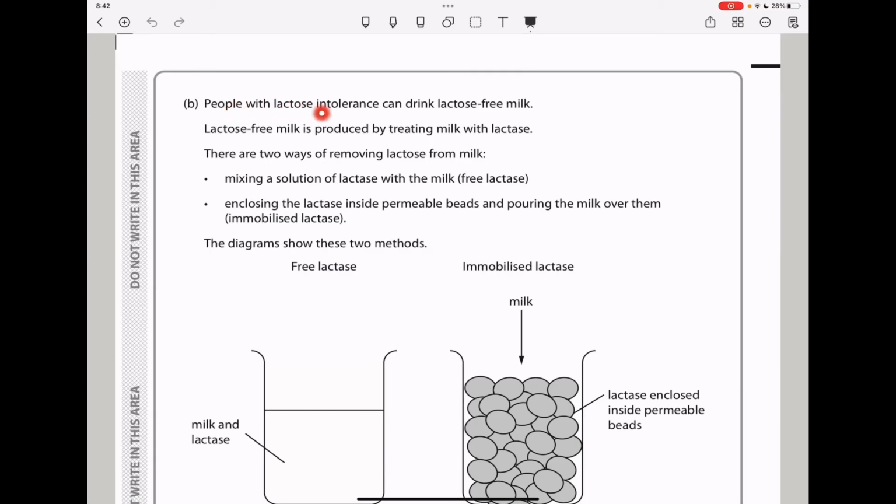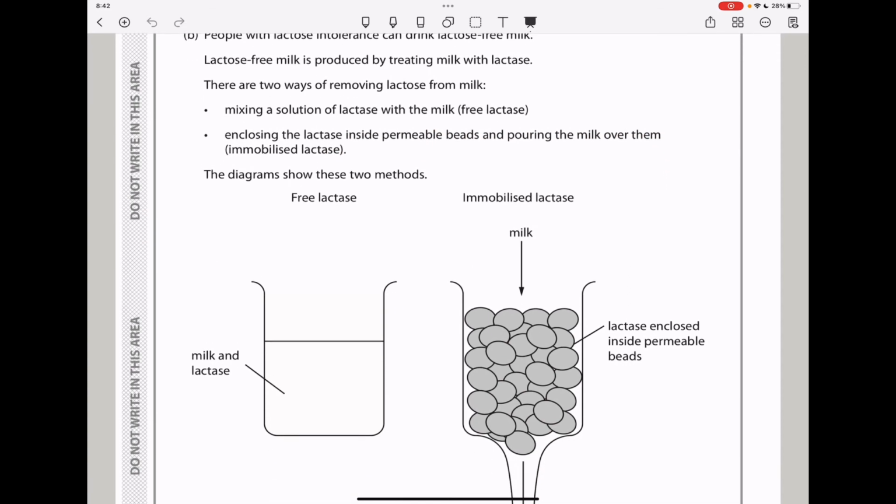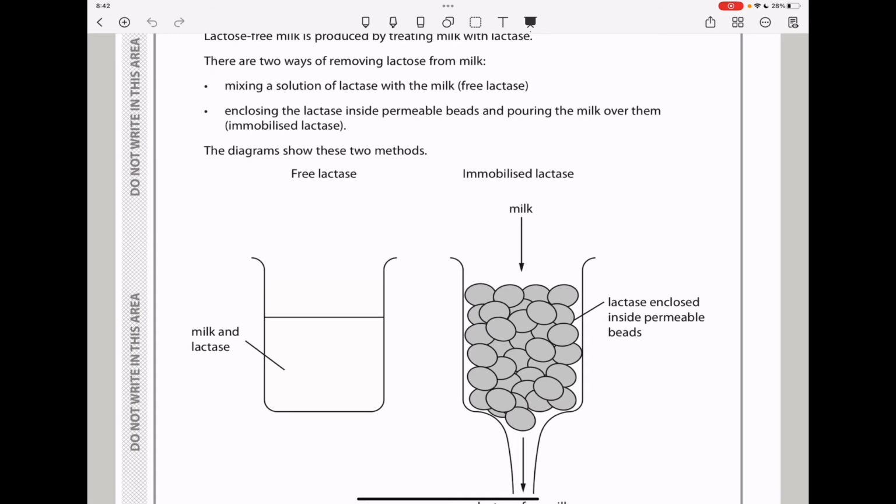Here they say people with lactose intolerance can drink lactose-free milk. Lactose-free milk is produced by treating milk with lactase. There are two ways of removing lactose from the milk. The first one could be mixing a solution of lactase with milk, or the second, enclosing the lactase inside permeable beads and pouring the milk over them, which is immobilized lactase. The diagram shows these two methods.